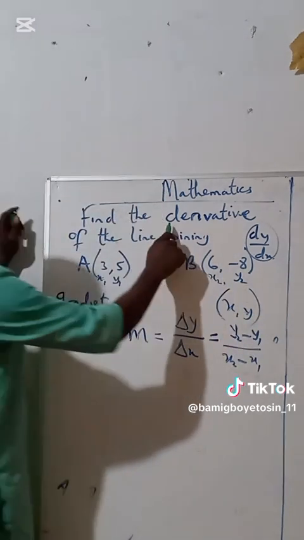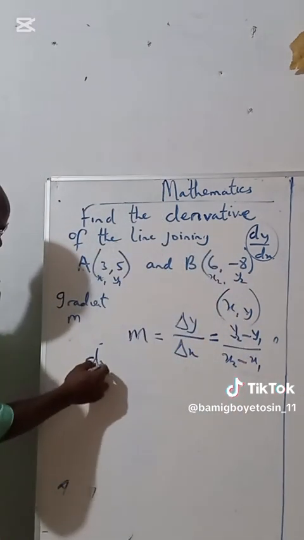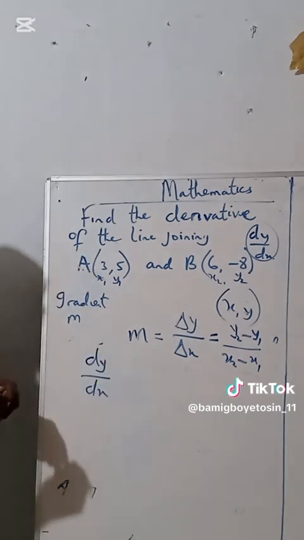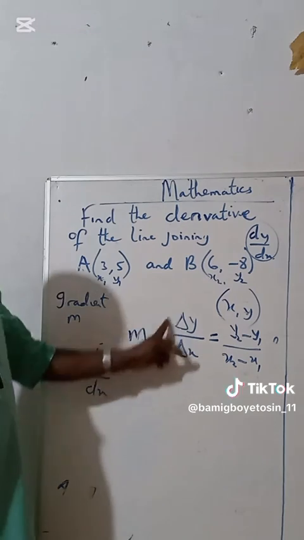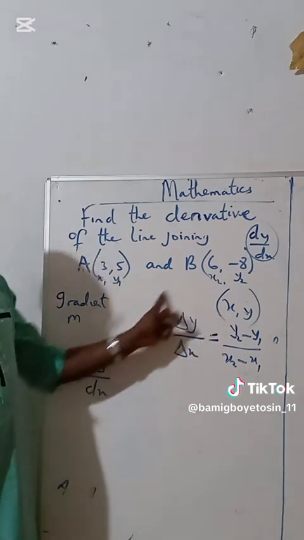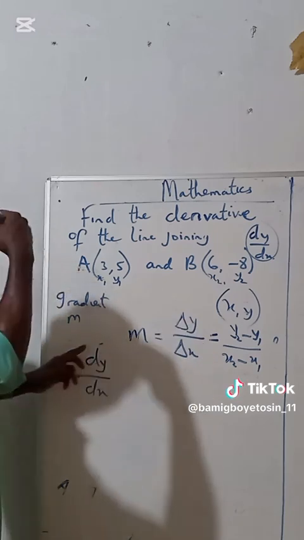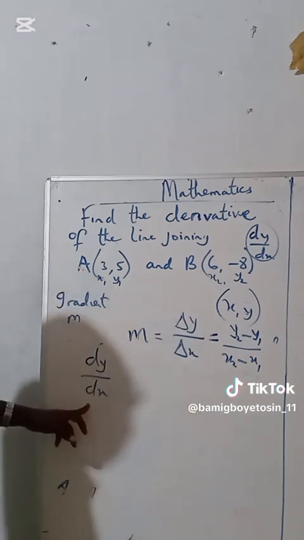So now this derivative actually means dy dx. So what I'm going to do is that your slope, you make it to be your dy dx, since change in y over change in x, you take it as dy dx.